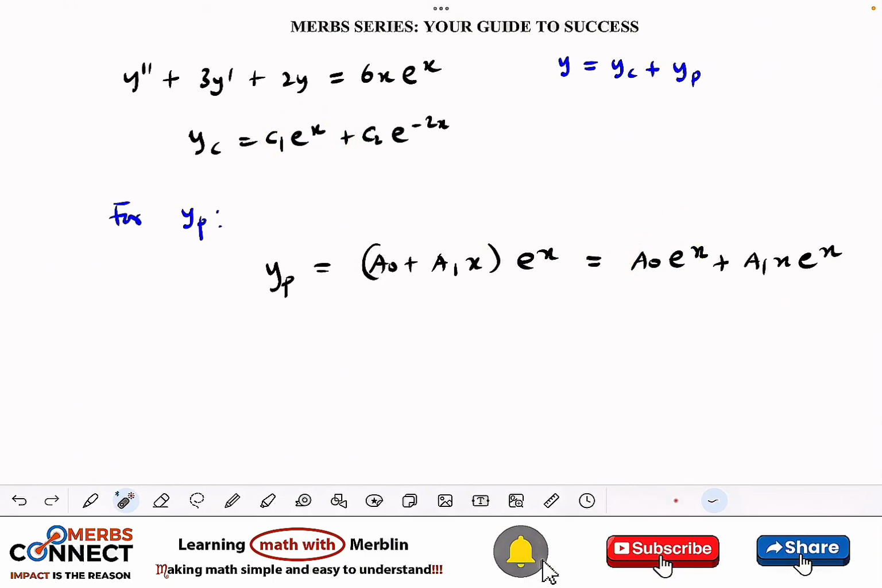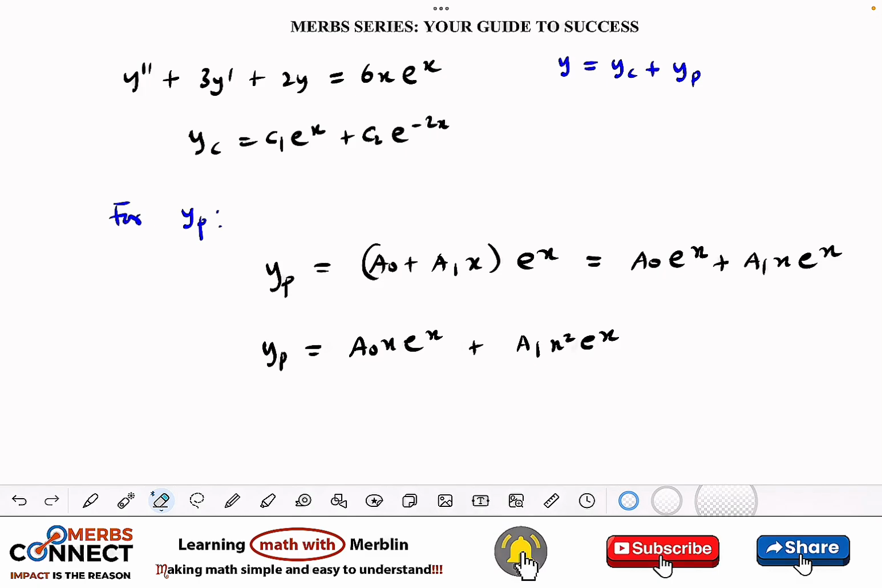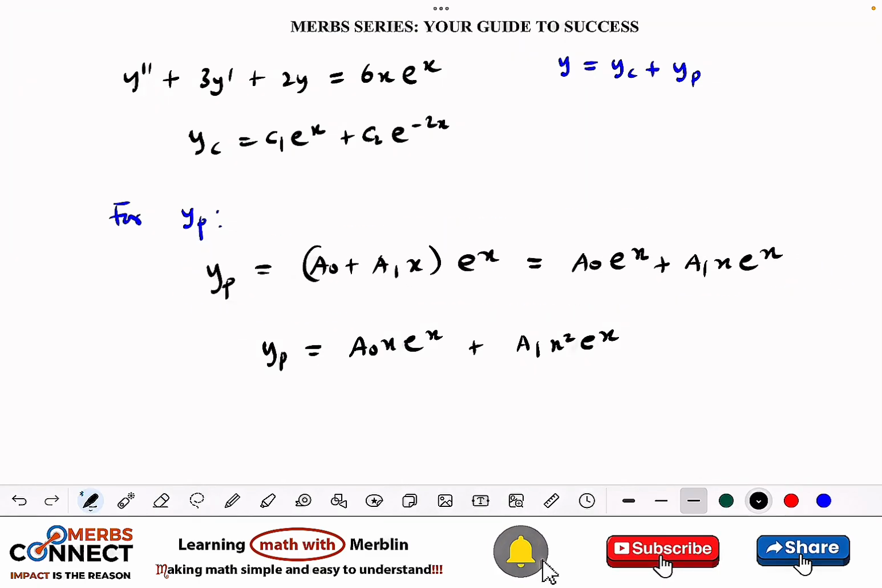So how can we do that? We can modify our trial solution by multiplying through by what? X. So when we multiply through by x, I want to multiply this one by x, I want to multiply this one by x. So I'm going to have a naught x e to the power x plus a1 x squared e to the power x. So it means that the first trial solution, we are going to take it out because it's not going to work because we have one of them there. So this is out.